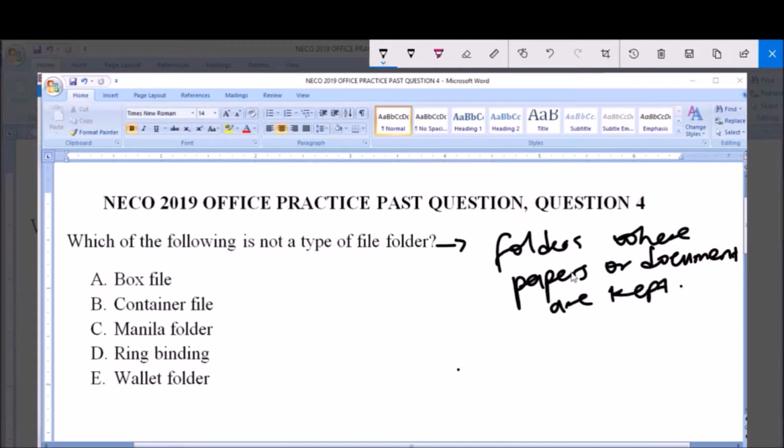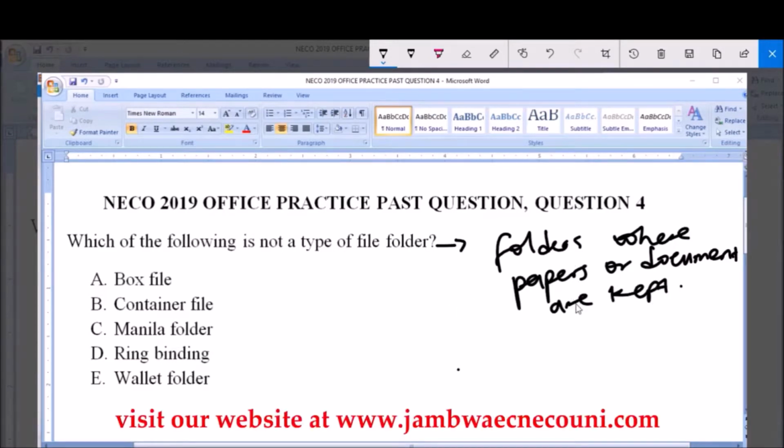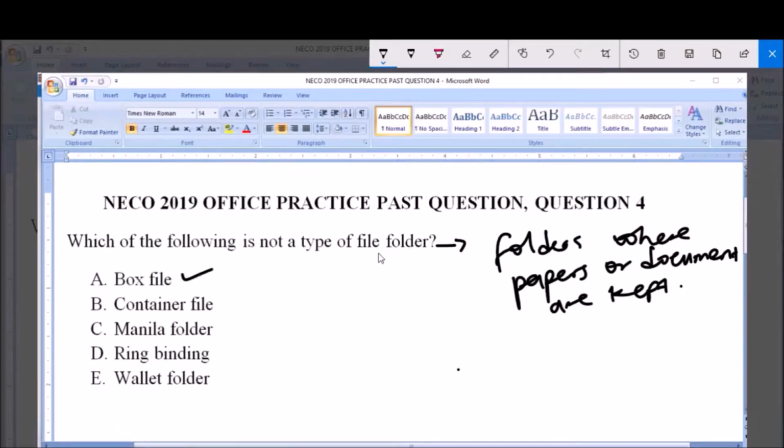Now we have various types of these file folders. Now A here says box file, which is correct. Box file is a type of file folder. It's usually made up of cardboard and is used to hold a large quantity of files. So it is a rigid file folder.